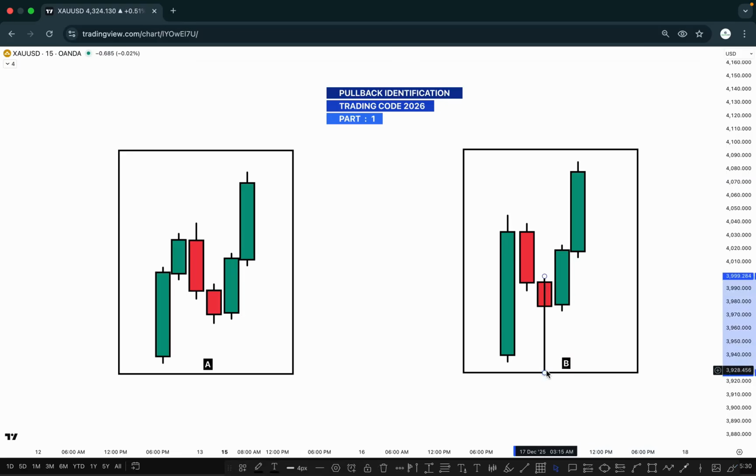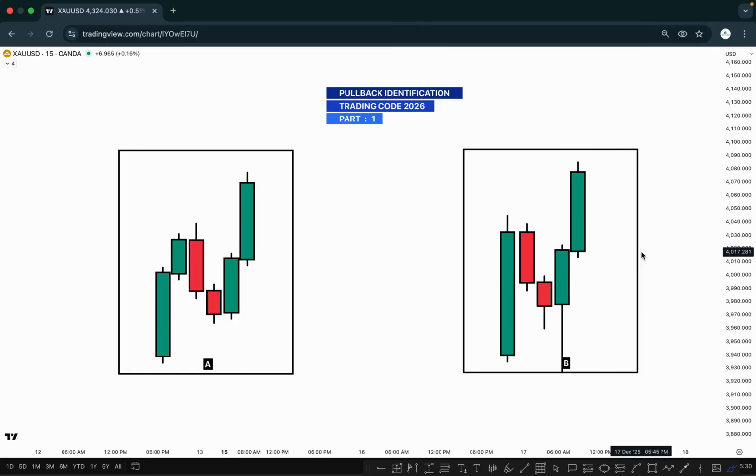And what if this bearish candle does not break this candle low, but this bullish candle also breaks the previous candle low here? We can also mark this as a valid pullback right here, like this one. So this is the complete process of how we can mark a valid pullback in a bullish market.